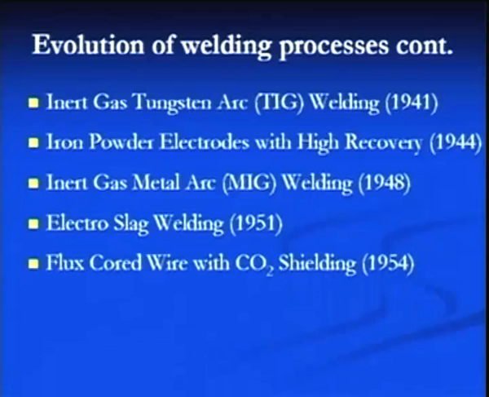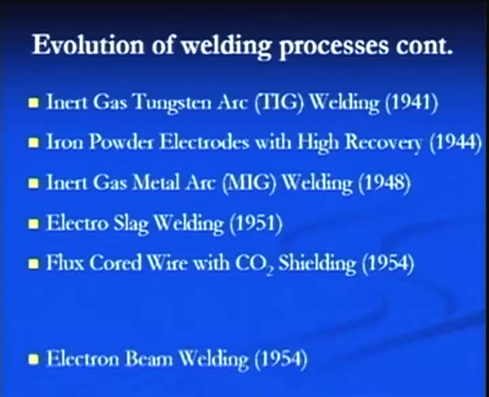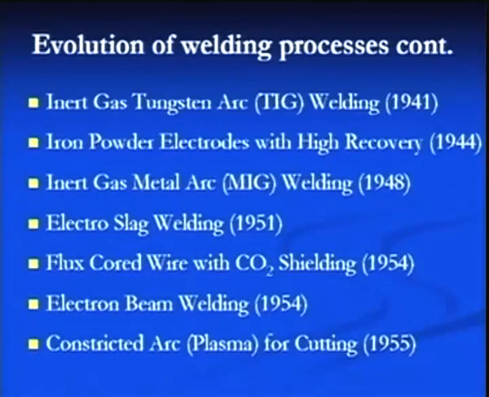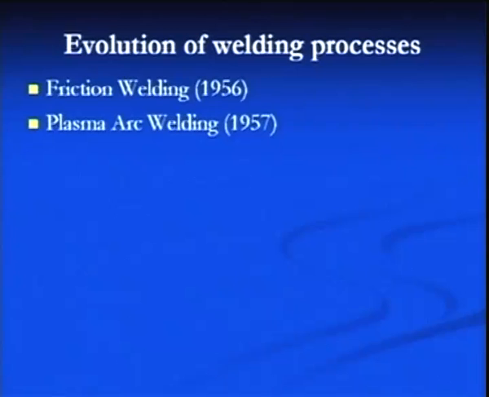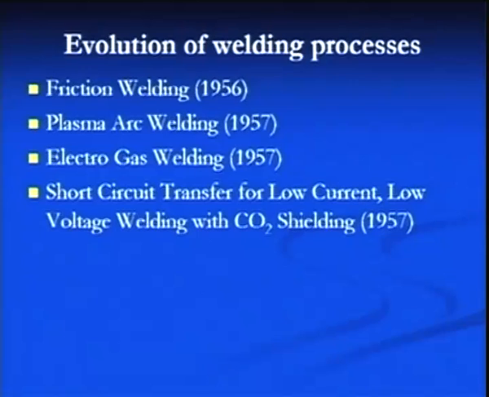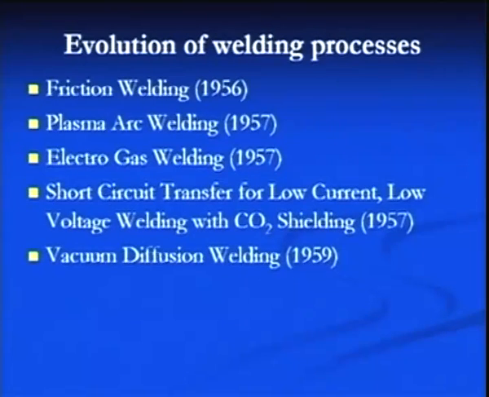Flux cored wire with CO2 shielding gas was developed in 1954. Electron beam welding was developed in 1954, and constricted arc plasma for cutting applications was developed in 1955. The friction welding process, on which a lot of work is being done even nowadays, was initially developed in 1956. Plasma arc welding was developed in 1957. Electro gas welding was developed in 1957. A short circuit transfer for low current, low voltage welding with CO2 was developed in 1957. And the vacuum diffusion welding process was developed in 1959.